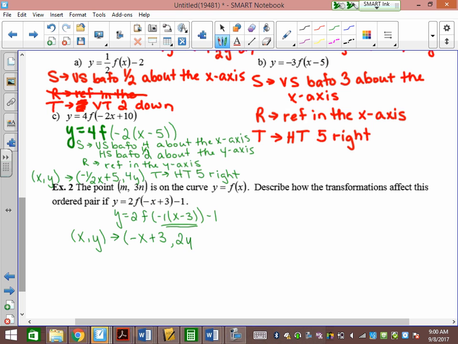So 2y minus 1. We plug in our point they gave us, m and 3n. So for x, I'm going to put in m. For y, I'm going to put in 3n. So I'm going to get negative m plus 3, comma 2 times 3n minus 1. So negative m plus 3, 6n minus 1.